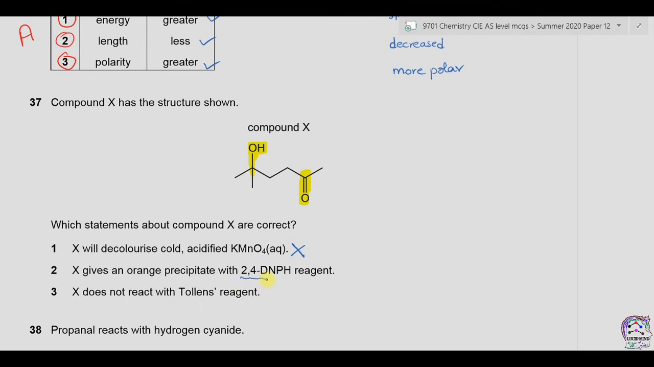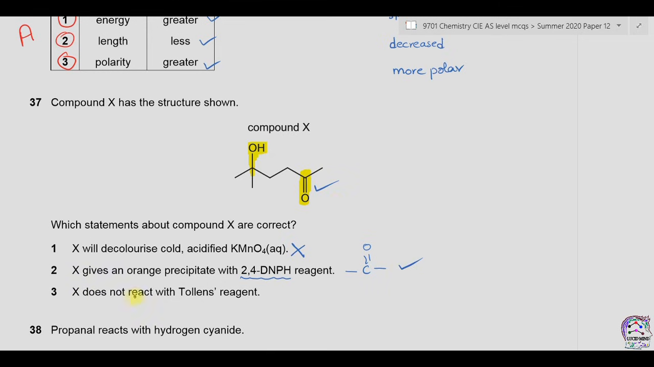Now we know that 2,4-DNPH is actually used for the presence of carbonyl carbon, whether it is aldehyde or ketone. If carbonyl carbon is present of aldehyde and ketone, then 2,4-DNPH always gives positive result and orange precipitate is formed. In this structure carbonyl carbon is present, so therefore 2 is correct.